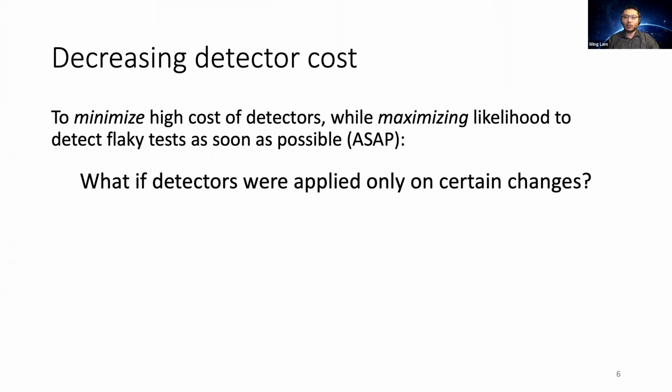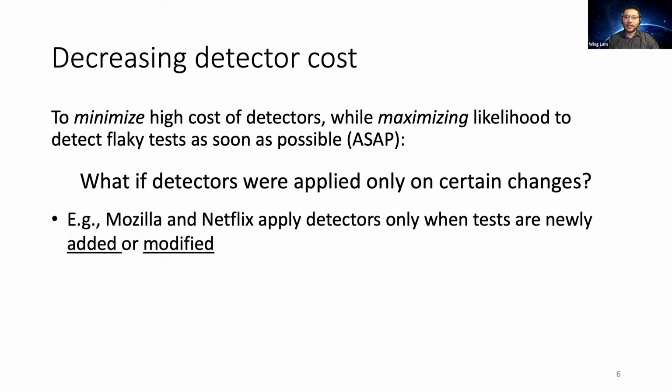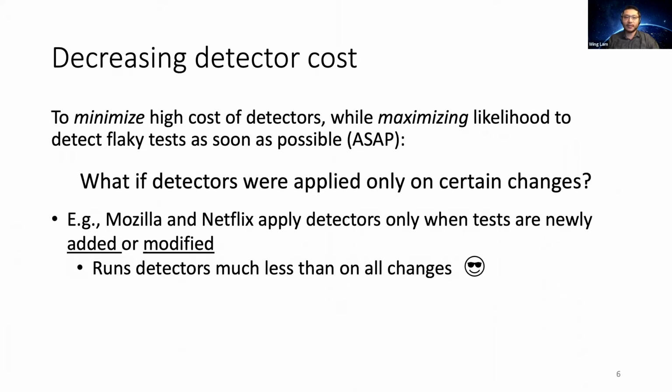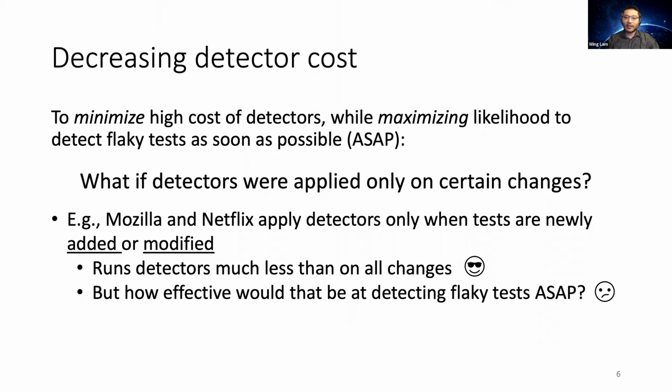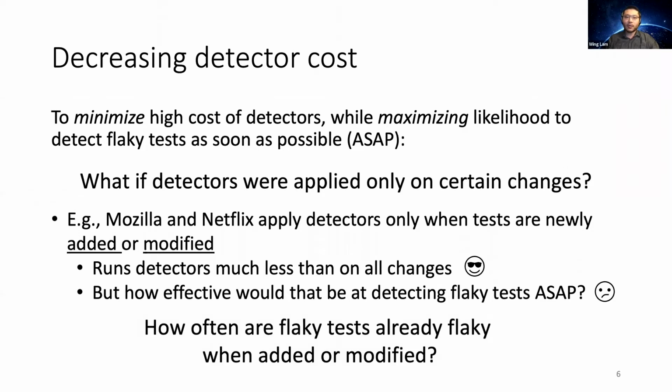To help with this problem, we consider what if detectors were applied only on certain changes. Particularly, we don't always run them, but we smartly apply these detectors at certain changes. So for an example, Mozilla and Netflix have already been applying these detectors only when tests are newly added or directly modified. Because of that, they're actually running detectors now much less than running them on all changes, which is great. But one thing that's unclear is how effective would that actually be at detecting these flaky tests as soon as possible? Namely, we want to know how often are flaky tests already flaky when they are added or directly modified.